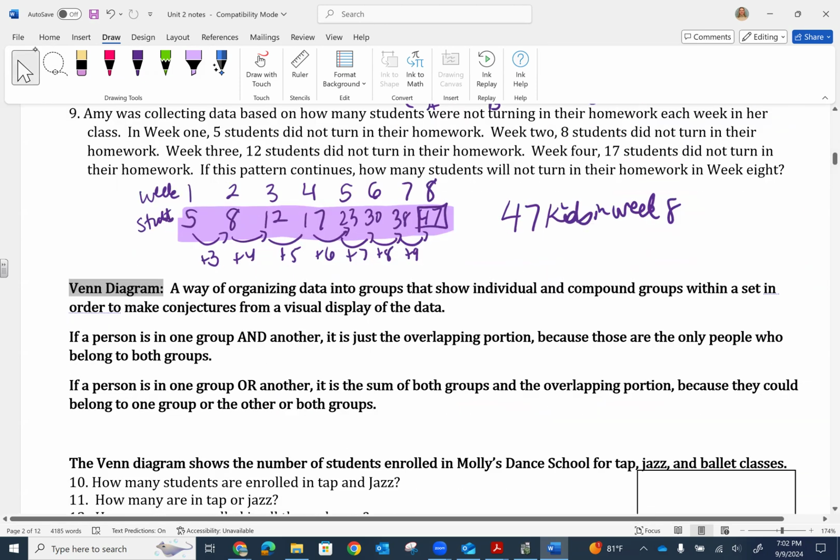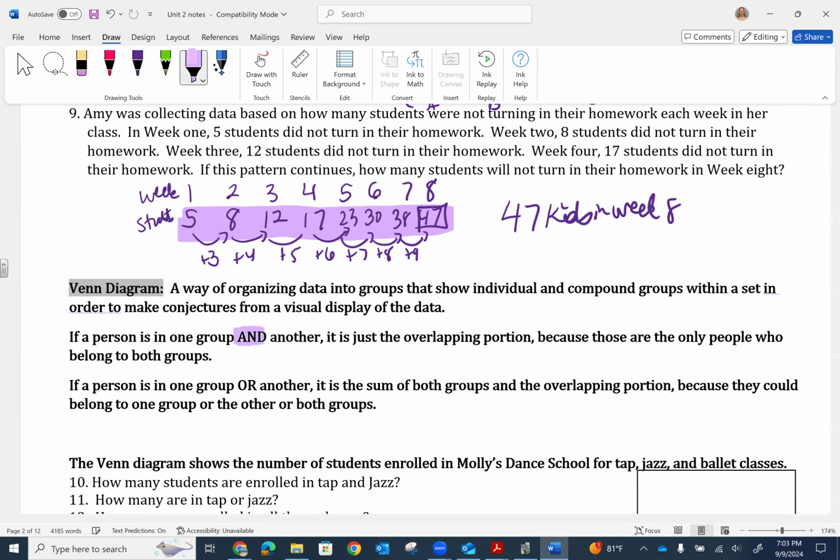Okay, a Venn diagram is a visual display of what is happening in a group. So if I say, I want you to be in this and this, okay, the rule is this. It is just the overlapping portion. What do you mean, woman?